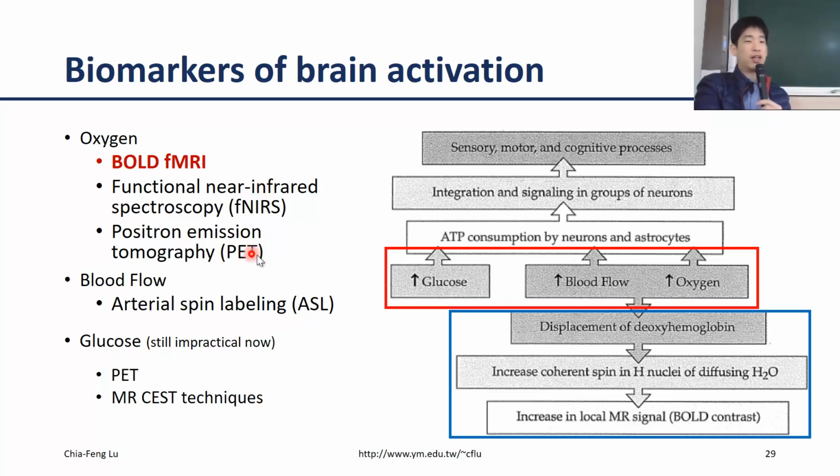And another technique is PET. I think this is an earlier technique. PET is an earlier technique than when fMRI was introduced.